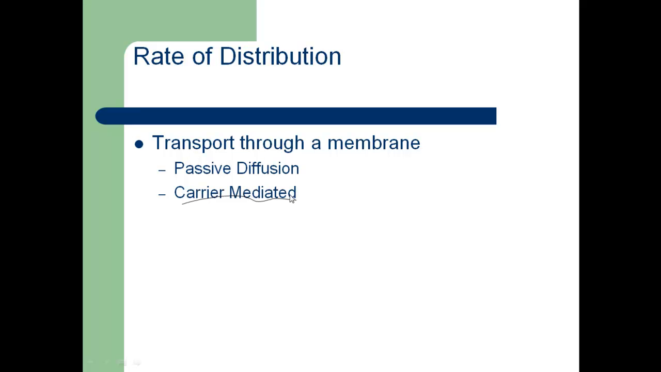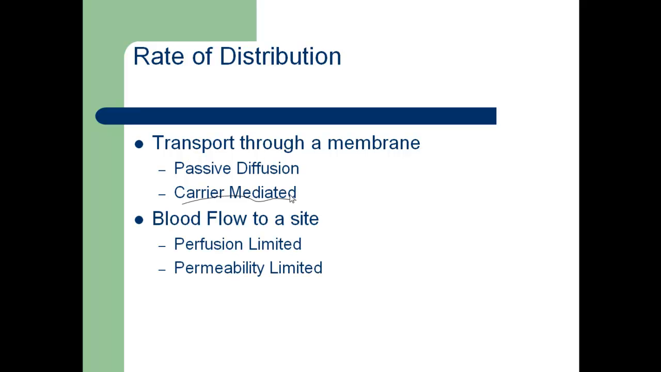I know, exciting! Alright, and then we're going to talk about blood flow to a site. We're going to talk about what limits a drug from getting to the site. Sometimes it's a perfusion limitation, or sometimes it's a permeability limitation. When we're talking about perfusion limitations, the drugs themselves are great and they're able to cross really easily, but we have a hard time getting the blood to the site where it needs to be.